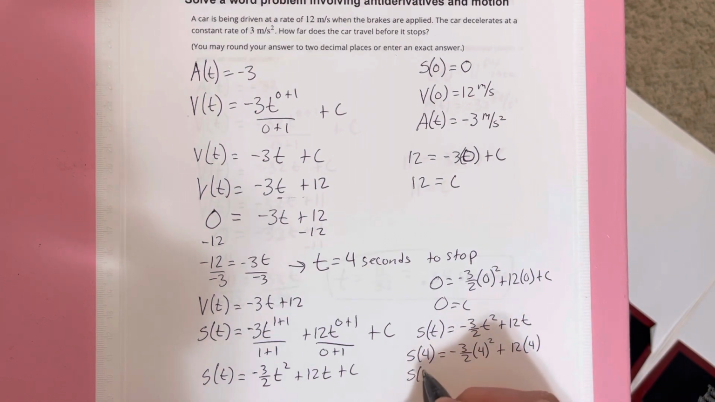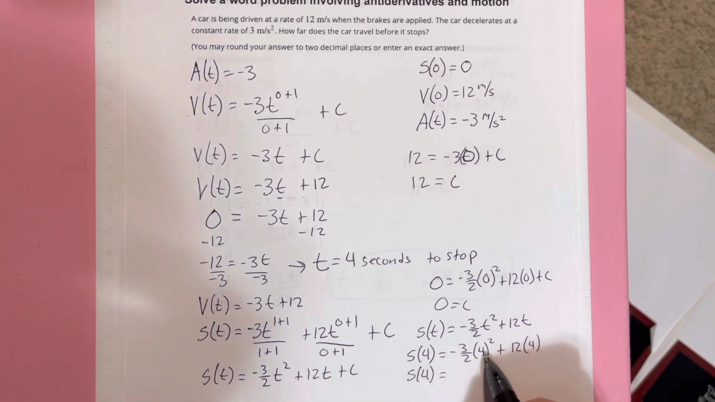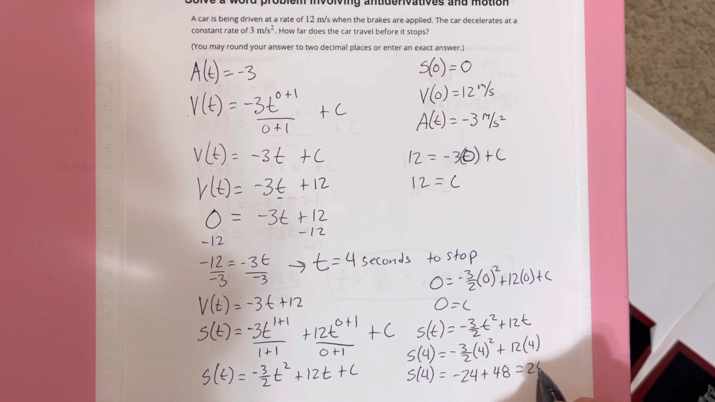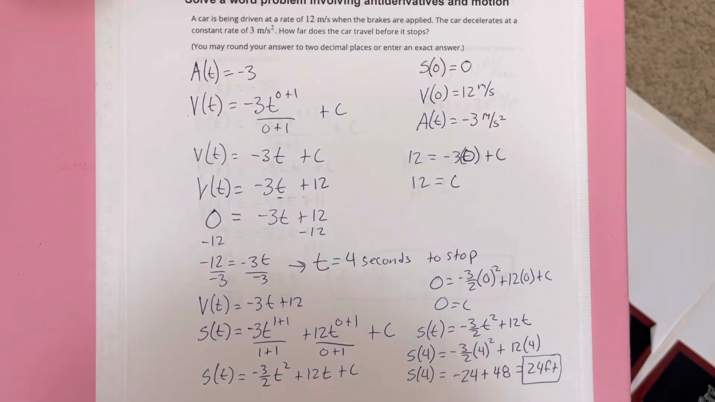So s of 4 is equal to, that'll be 16 times negative 3 halves. The 16 and the 2 cancel, leaving you with 8 times negative 3, which is negative 24, plus that's 48. So you end up with 24 feet. So the car travels 24 feet when it has that constant rate of 3 meters per second squared for the deceleration.